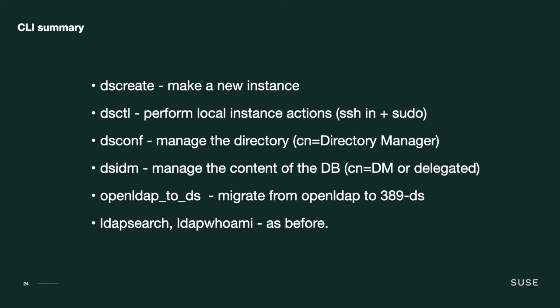So the takeaways from this demonstration is that there's a number of tools which are provided as part of 389, and the way that they work generally is based on what the tool is. dscreate makes a new instance, and remember there can be multiple instances on one server. dsctl performs local instance actions. This is generally the kind of action that requires you to SSH in and become root. So this is stuff like local backups, local restores, start, stop, or perhaps even removing the instance itself.